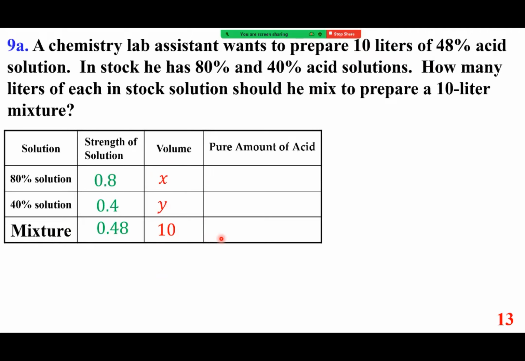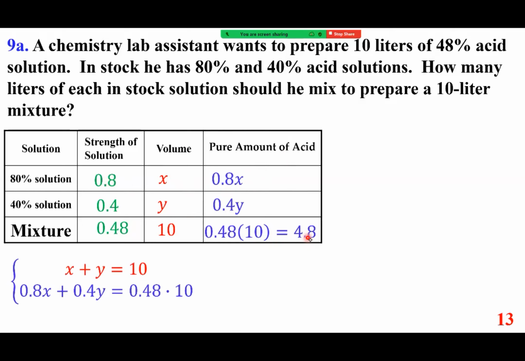That's one equation. Now, when something is 80% acid, that means the pure amount or the actual amount of acid is the product of the two. The rest is not acid, normally it's water. So 0.8X here, 0.4Y here. And the product of these two, 0.48 and 10, goes here, which is 4.8. And so this is one equation. This is the second one.